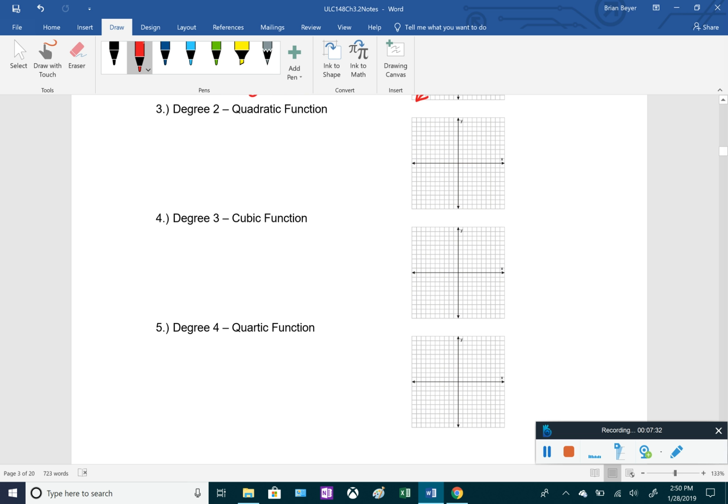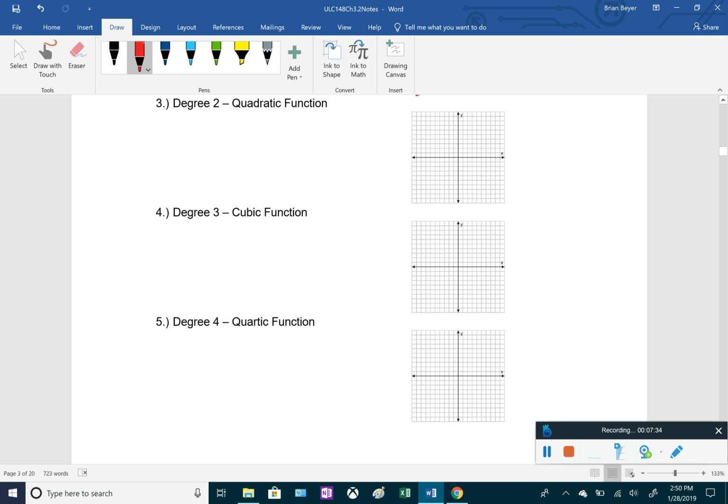Degree 2 polynomials are quadratic functions, so we did those in section 3.1. I'm writing all of these in standard form also. So quadratic functions, f of x equals ax squared plus bx plus c. So we know that these look something like that, parabolas. So this is the general form of a quadratic. But overall, it's the standard form of a polynomial, so a little bit confusing with the terminology.